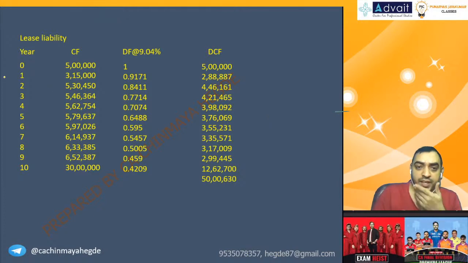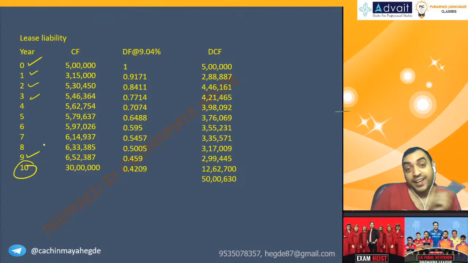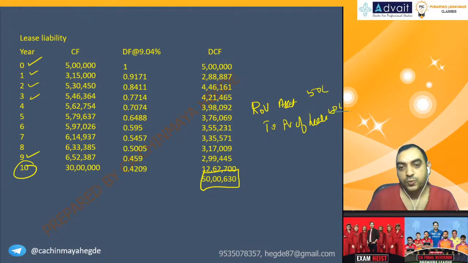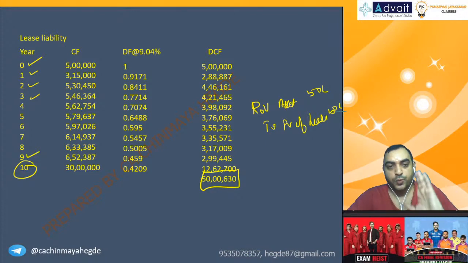Since payments are at the beginning of the period, it starts as year 0, then 1, 2, 3, 4, 5, 6, 7, 8, 9, basically the 10th year beginning, and then the 10th year end, at the end of the lease term, this will come. I've taken 4 decimals for the present value, the institute has taken 2 decimals, so it will come to 50 lakh. So the journal entry will be ROU assets to present value of lease liability, approximately let's say 50 lakhs. This will be the simple journal entry as far as this problem is concerned.